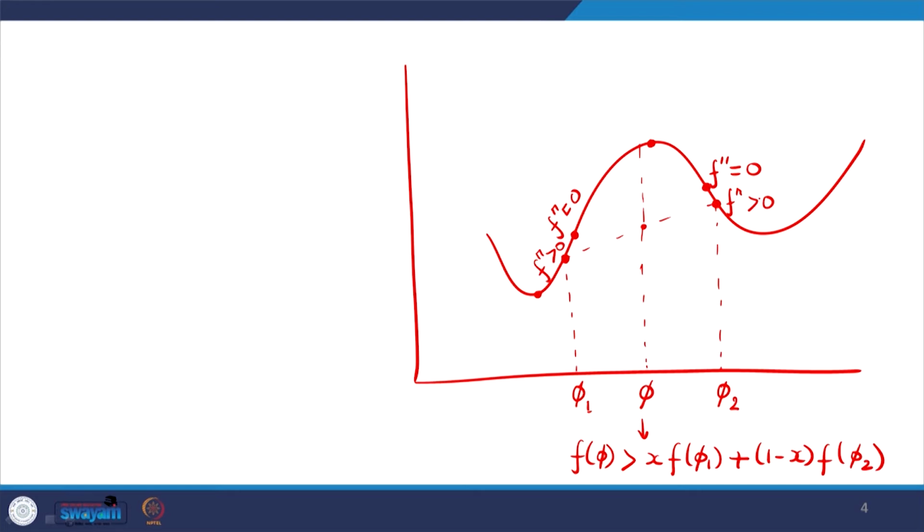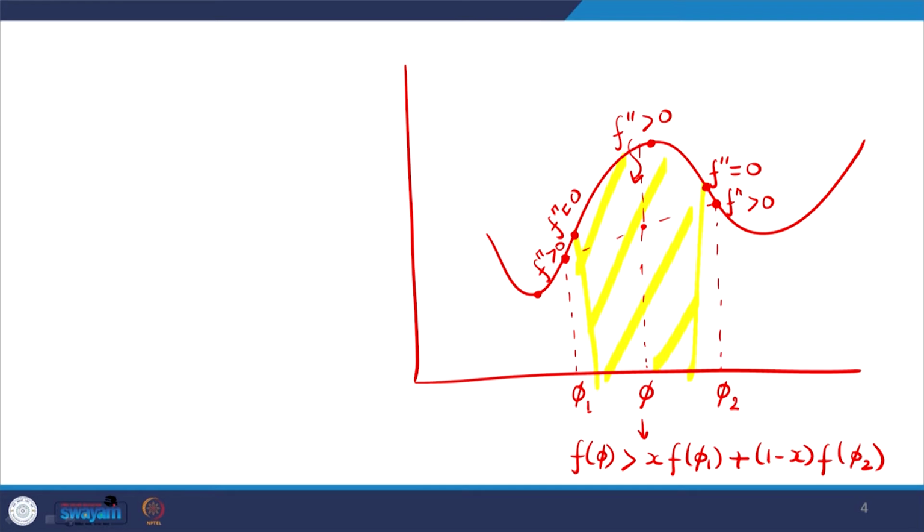If the points lie in this regime that I will draw now, so if the points lie in this regime where f double prime is higher than 0, then we can clearly say that the system has a tendency to phase separate.